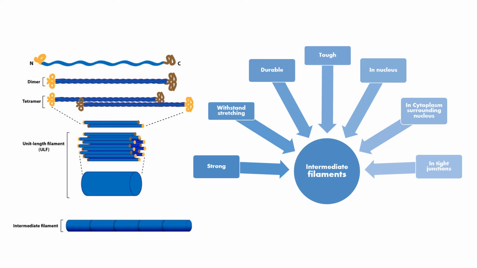and in the nucleus to strengthen the nuclear envelope. As you can see here, it consists of a C-terminal and an N-terminal. There is a head and a tail. The C is the tail, while the head is the N. And there is an alpha helix, a central rod domain for each subunit.